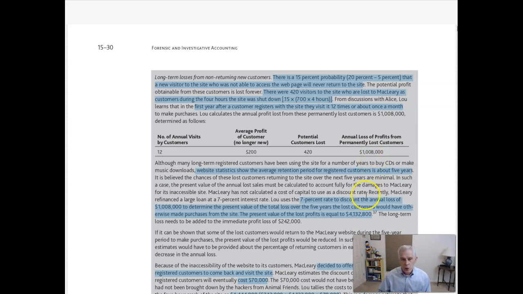And so what you do, you think, well, how long will that last? They do tell you with their information that usually when a new registered customer comes on board, they stay for 5 years, right? And then it sort of tapers off. So for the next 5 years, they're having this kind of loss. They expect them to come back once a month for 5 years, and they're losing that much per year. So 5 years out, bring that back to a present value number, and they tell you they used a 7% discount rate. That comes out to $4,132,800. That's the long-term loss of those customers.